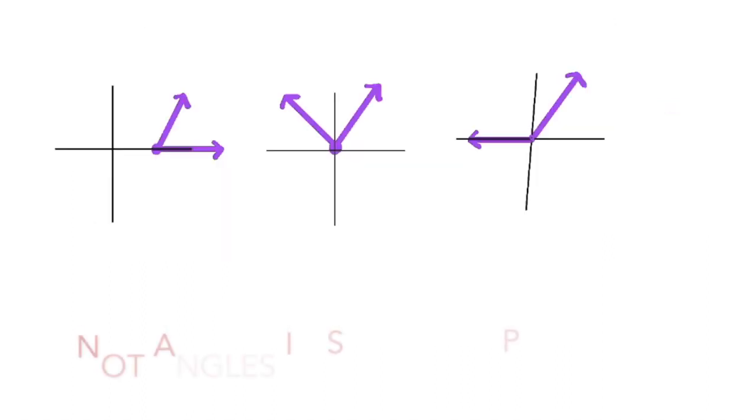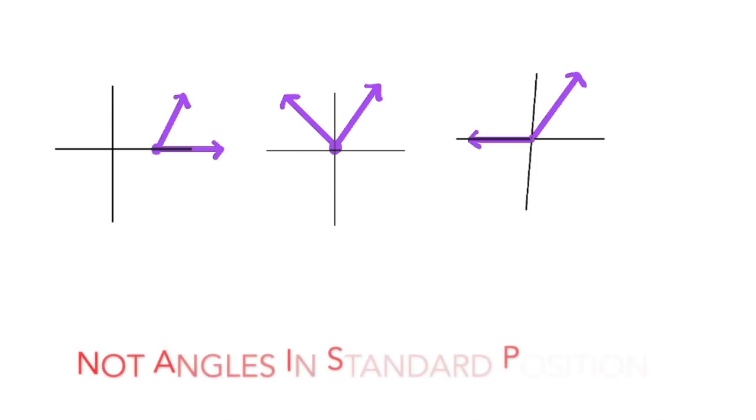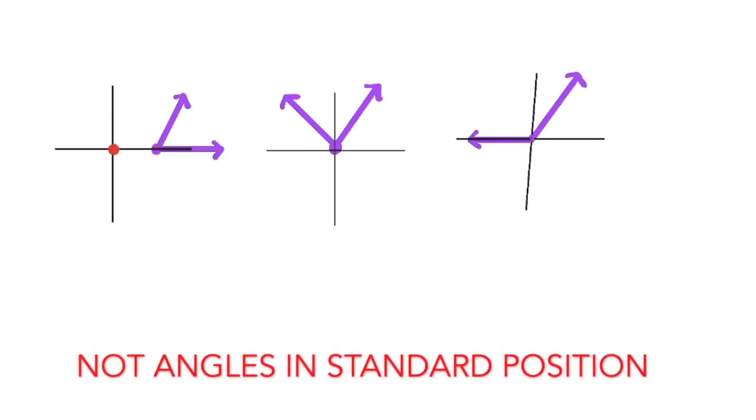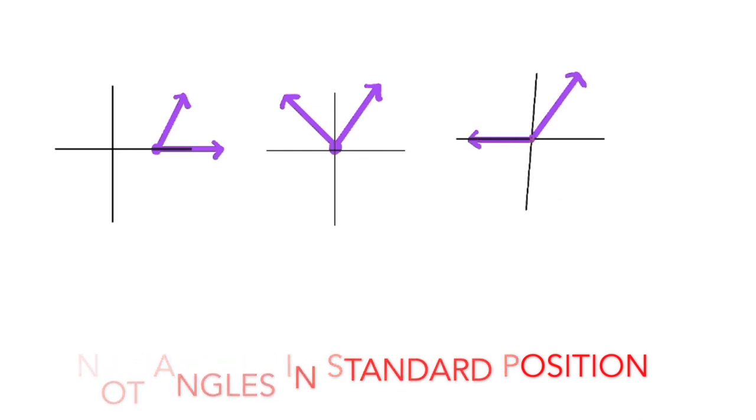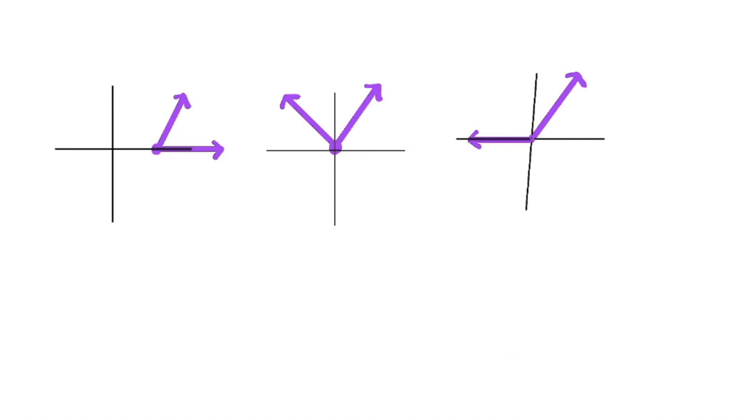None of these 3 angles would be considered angles in standard position. In this one, we don't have the vertex at the origin, so it should be right here. In this one, we don't have the initial arm on the positive x-axis. And similar here, we don't have the initial arm on the positive x-axis. This is on the negative x-axis, so we don't consider any of those angles in standard position.